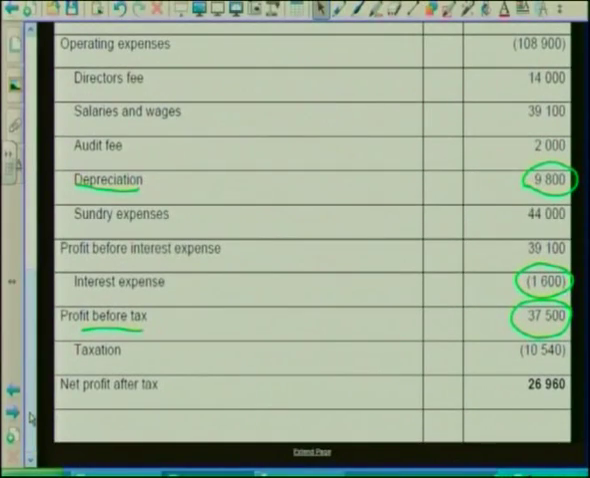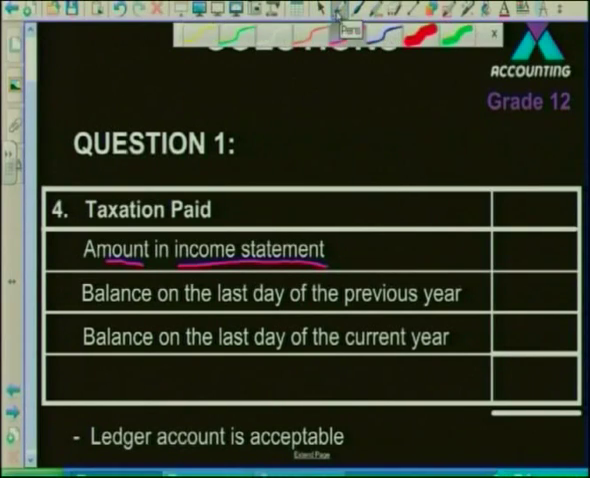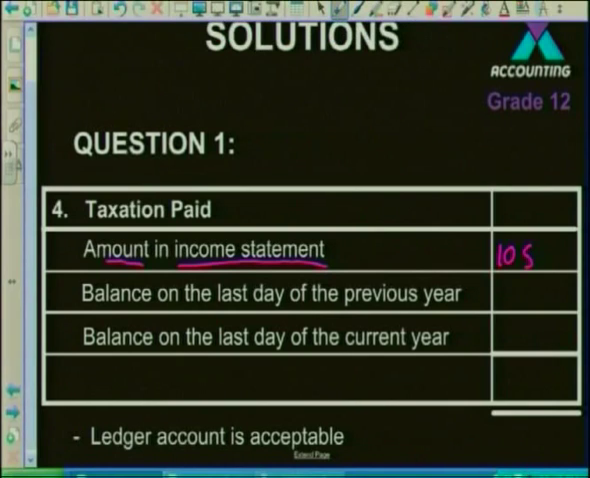Let's now go to your income statement. Don't want a calculator yet. Let's go to the income statement. There we go. And we're now scrolling down, taxation. There's my taxation for the year, an amount of 10,540. So let's take that amount through. Okay, there we go. 10,540 was the amount from our income statement.